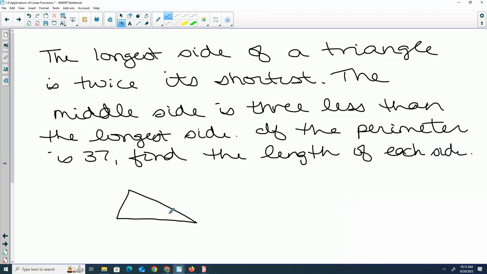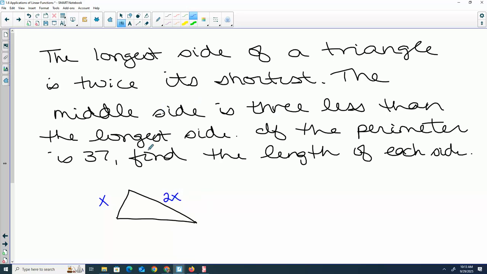So far, we have a triangle. You're right. I didn't tell you if it's a right triangle or not. We don't need that information. I said the longest side is twice its shortest. Do you know how long its shortest side is? So what would you call that? X. And then if the longest side is twice that, we would call that? 2x.